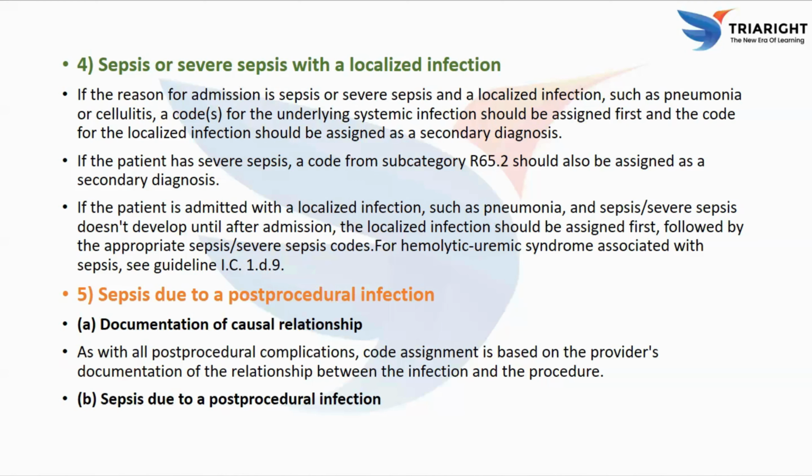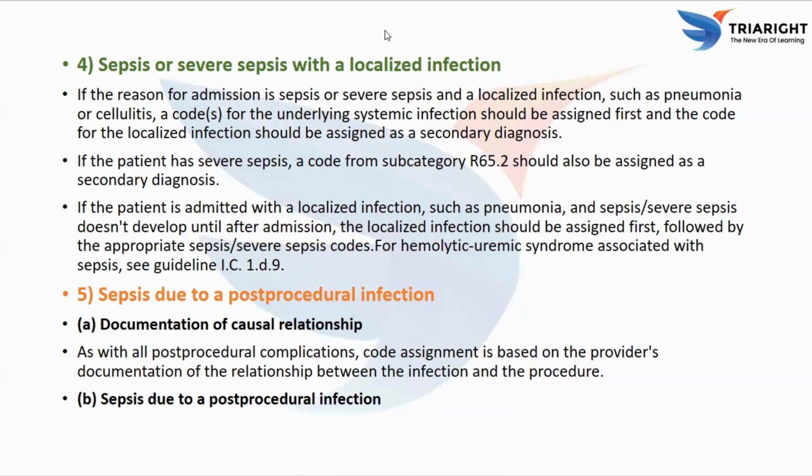There is a special note for hemolytic uremic syndrome. If severe sepsis occurs with HUS, you have to follow the guidelines regarding ICD-9. This is a special case with unique sequencing rules, and it is an exception for the sepsis codes.